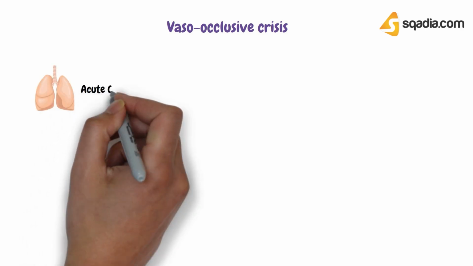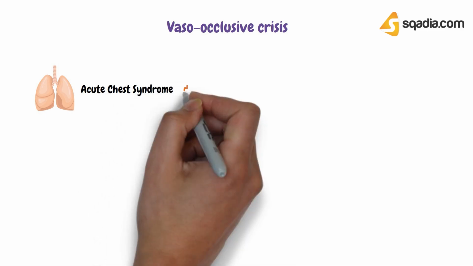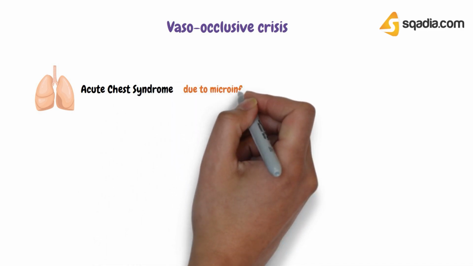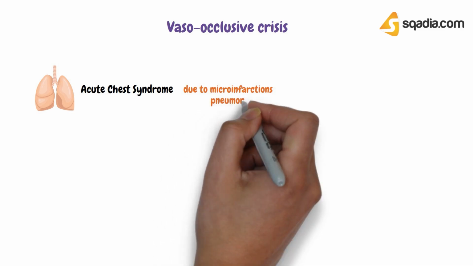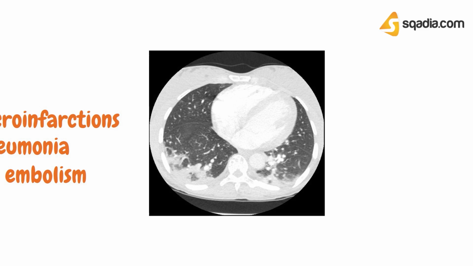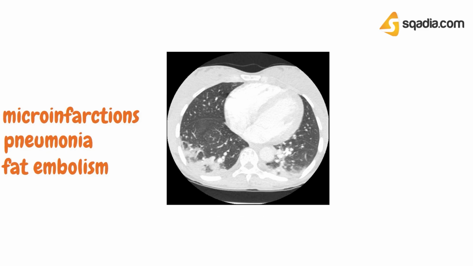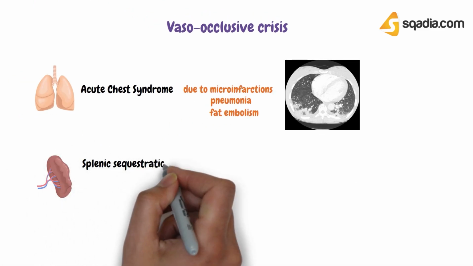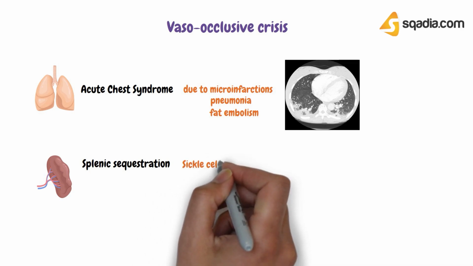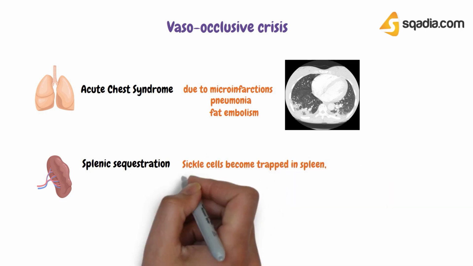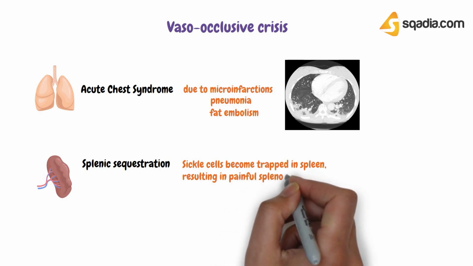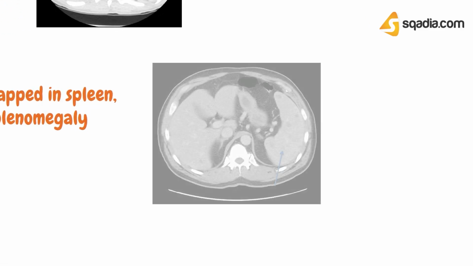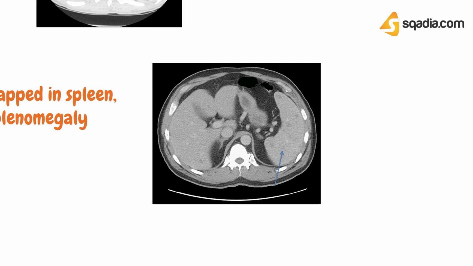First of all, we have acute chest syndrome, which occurs due to microinfarctions as well as pneumonia and even fat embolisms. So if you look at this CT scan of the chest here, you can appreciate bilateral basal opacities in both lungs. In the spleen, vaso-occlusive crisis can lead to splenic sequestration, which means that the sickle cells become trapped in the spleen, resulting in painful splenomegaly. And you should be able to appreciate in this CT scan that the spleen is enlarged.